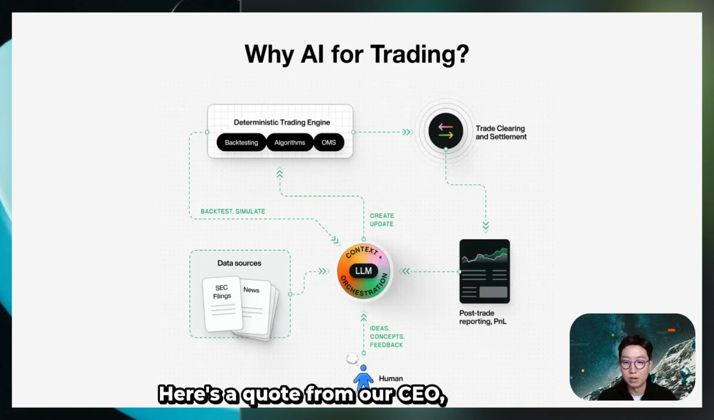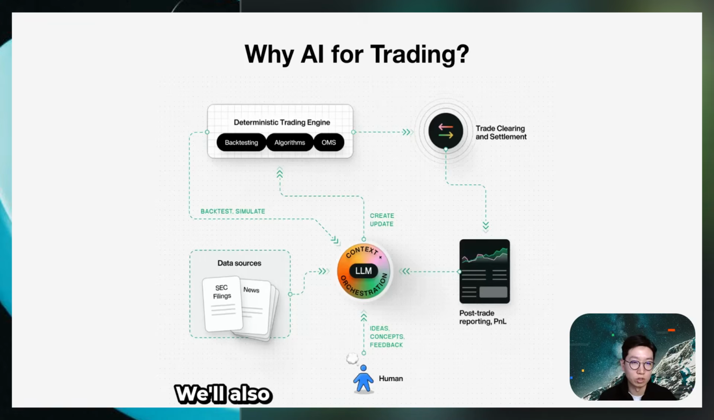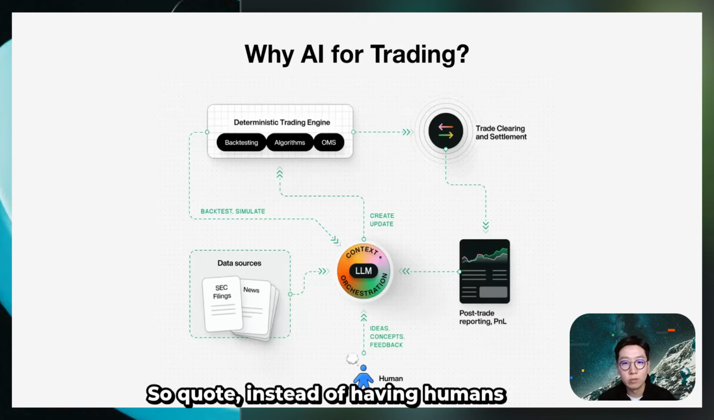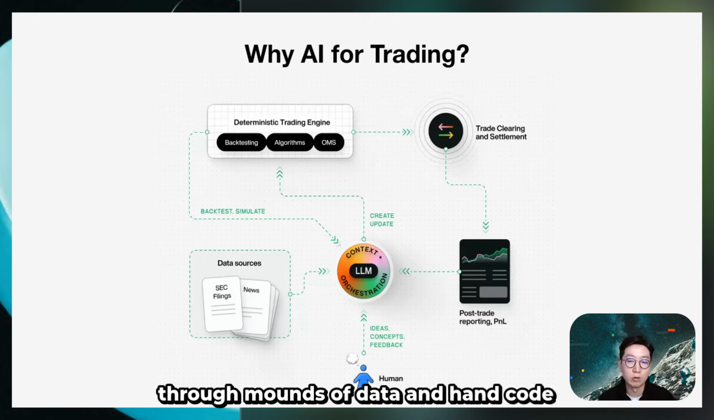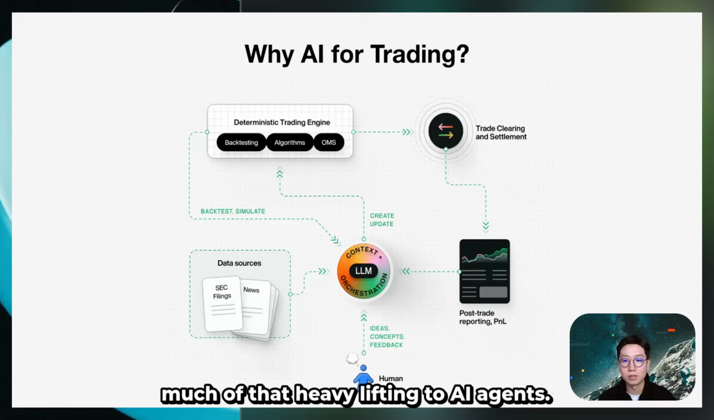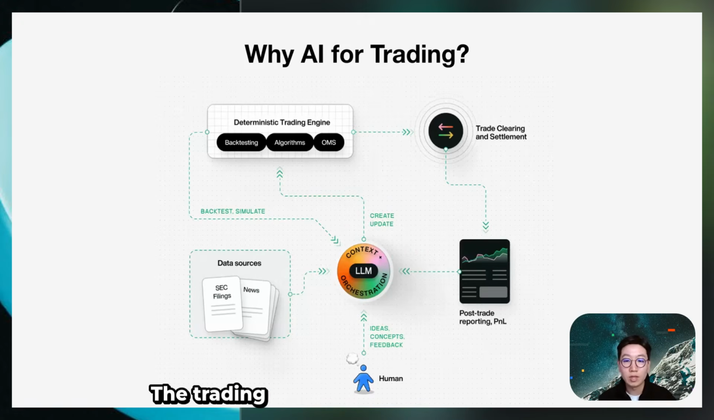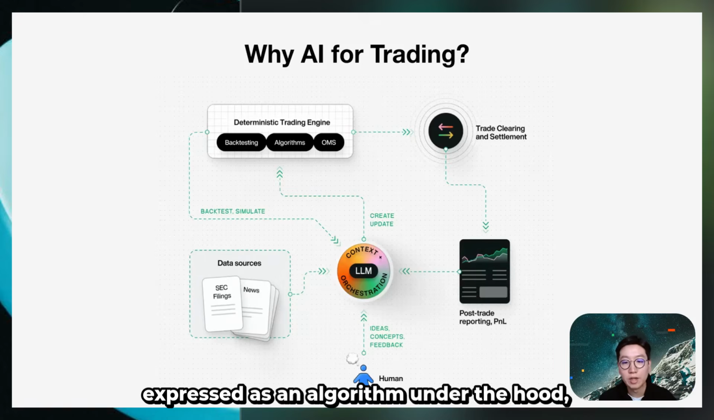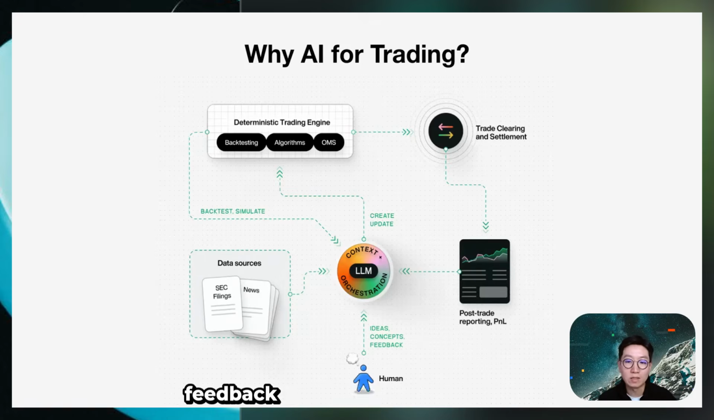Here's a quote from our CEO, Ben, in his recent blog post on AI's effect on markets. We'll also share a link to that blog in the chat here. So quote, "Instead of having humans parse through mounds of data and hand code algorithms, we will see humans delegate much of that heavy lifting to AI agents that specialize in trading. The trading agent will query various data sources, construct a trading strategy expressed as an algorithm under the hood, and update its strategy in response to feedback signals from the market. And all of this is done in an autonomous end-to-end loop," unquote.